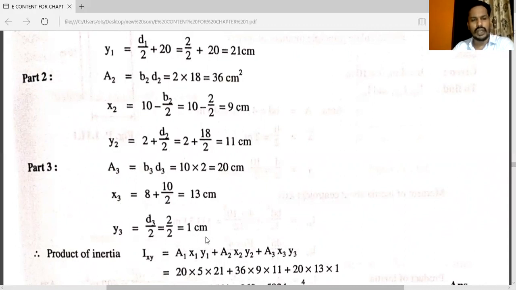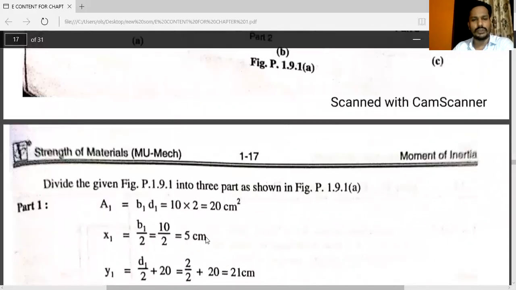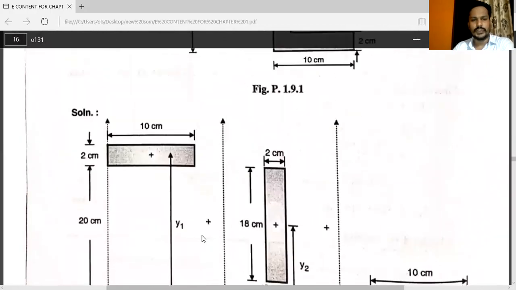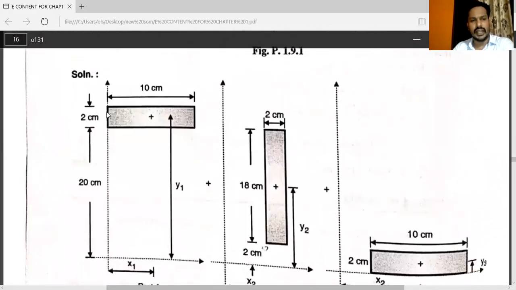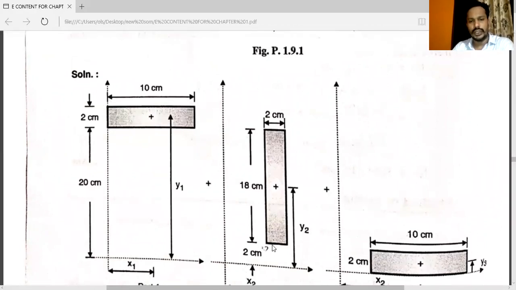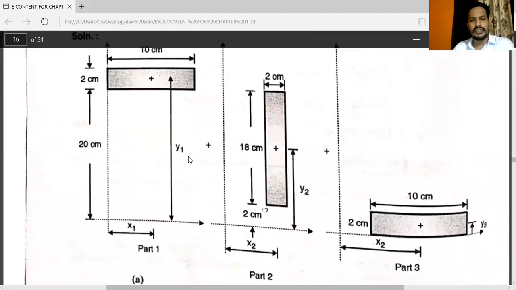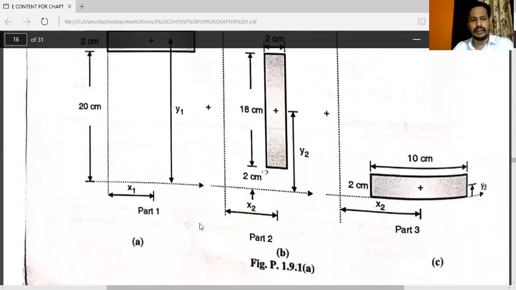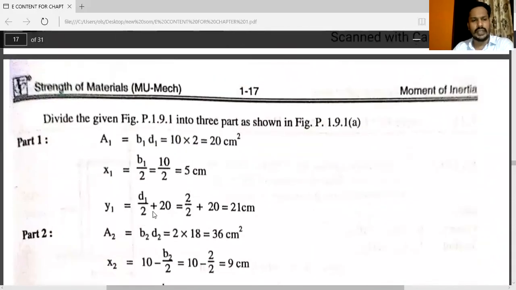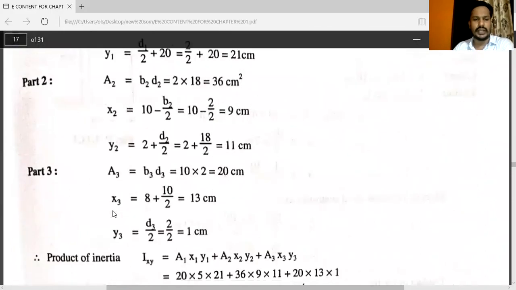See here, what I am explaining is very, very important. This one is the first rectangle. The dimensions are given, that is 10. This one is 2. Here the base is given, that is 2 centimeter. Height is given, that is 18. Here base is 10 centimeter. Depth is given, that is 2 centimeter. See, x1 and y1 distances are given. You have to take a1, a2, a3, x1, x2, x3, y1, y2, and y3.